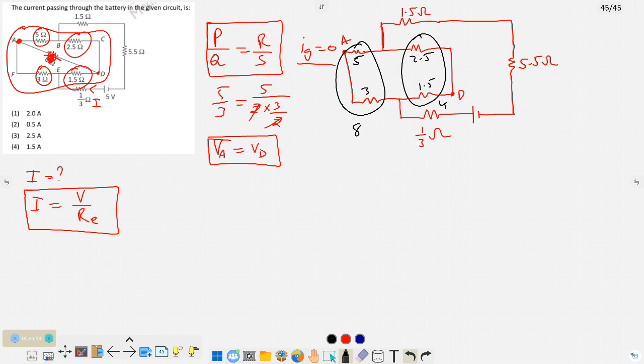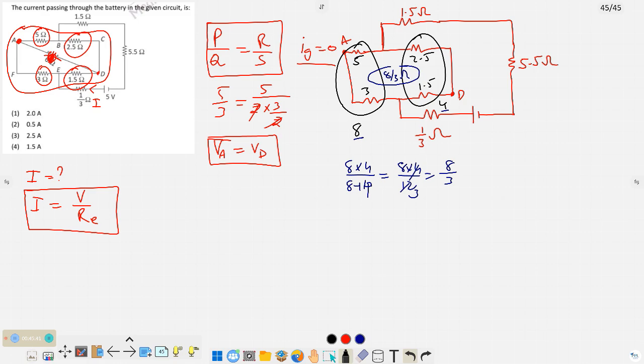Now these two, if you observe this one, the blue color I'm taking, both are in parallel combination. One is 8, one is 4. What are you going to get? That is 8 into 4 by 8 plus 4, that is 8 into 4 by 12, which is nothing but 8 by 3 ohms. You get this value as 8 by 3 ohms.